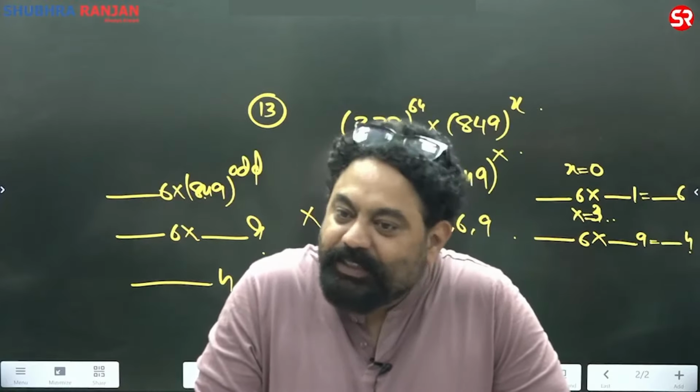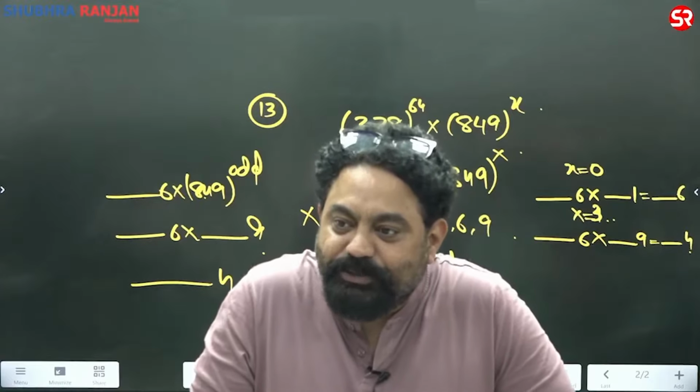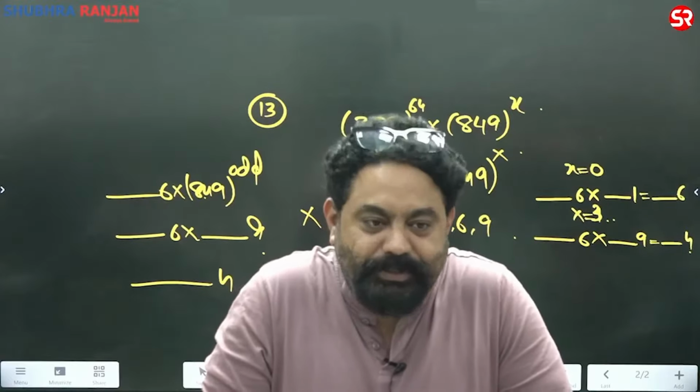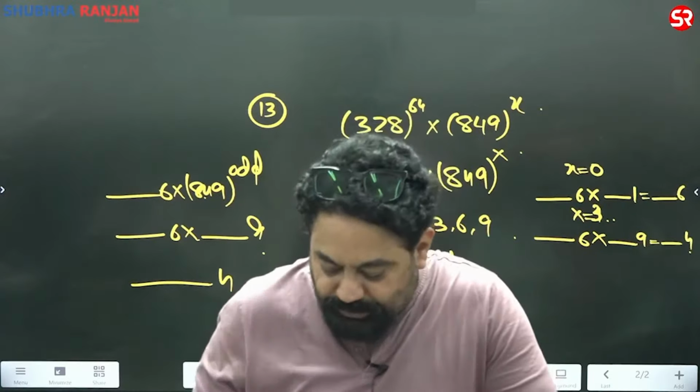And definitely we had written it in unit digit: a number ending with 9 raised to the power odd always ends with 9. The second is giving you the answer. Why do you want to mix? Answer is 1. The second statement is giving you the answer. First is not giving you the answer.